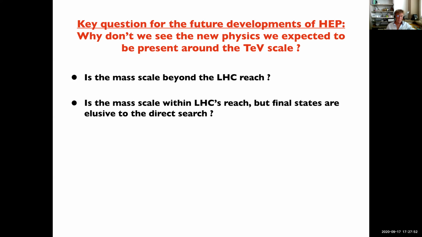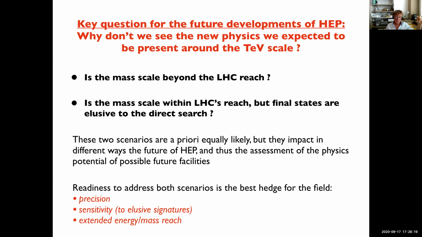And there are two possible answers. One is maybe the mass scale is beyond the LHC, which is why we haven't seen supersymmetry, because neutralinos and squarks are all at 4 TeV, and we still don't have sensitivity to 4 TeV. But maybe the mass scale is actually within the LHC reach, and we are producing these objects all the time, but the final states of this new physics are elusive to our direct search. And a priori, both of these are equally likely.